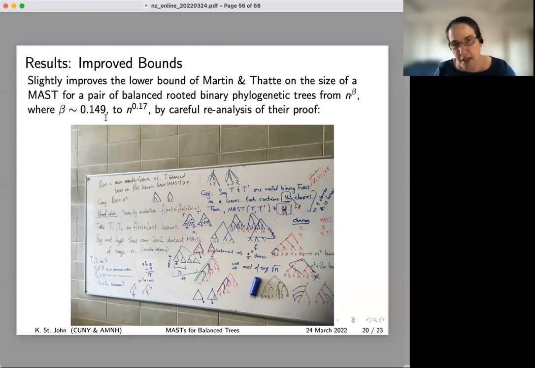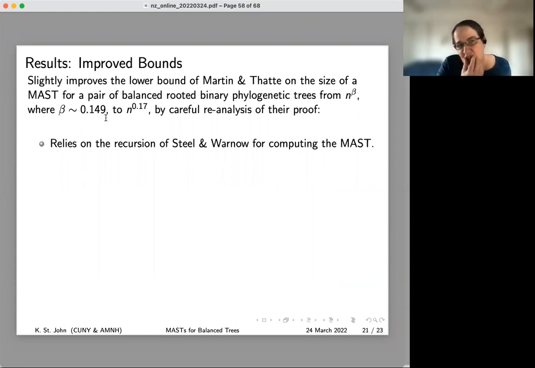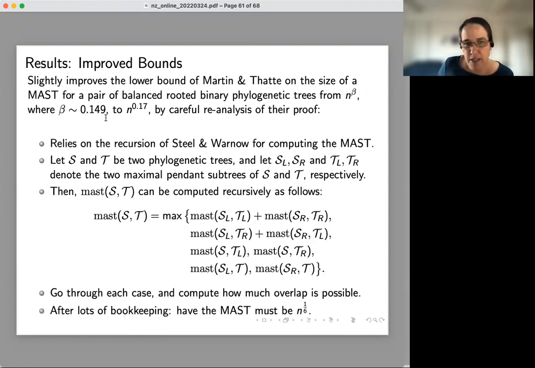And so how do we do this? Well, we sat down and went back to Martin's original proof and very carefully improved the bookkeeping. The original proof relies on the recursion of Steel and Warnow for computing the MAST. The way they think about it is, if I have two phylogenetic trees, S and T, I can look at their left and right sides, and the MAST can be computed recursively.